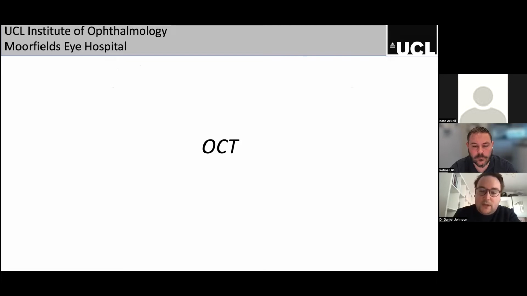Now, the next imaging modality I'd like to talk about is something called OCT, so optical coherence tomography. This has really revolutionized ophthalmology retinal treatment over the past 15 years or so. And almost without doubt, if you go to a retinal clinic, almost every person will have an OCT taken of the eye, if it's possible to take.